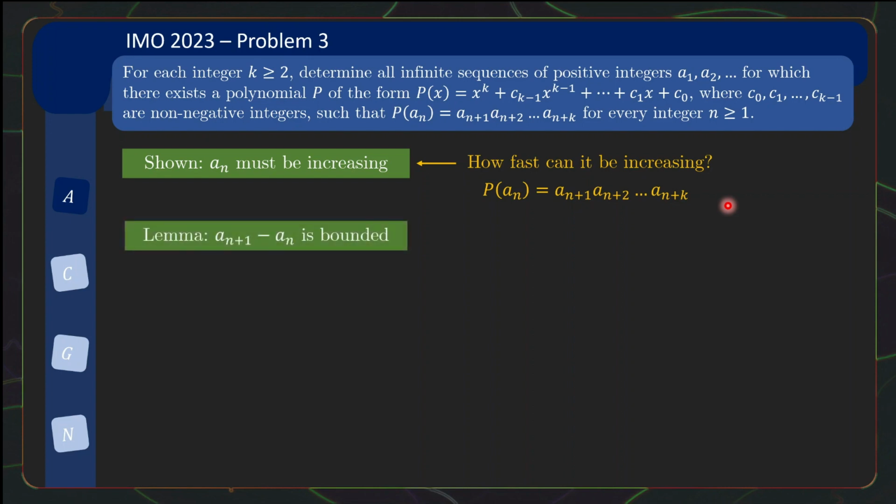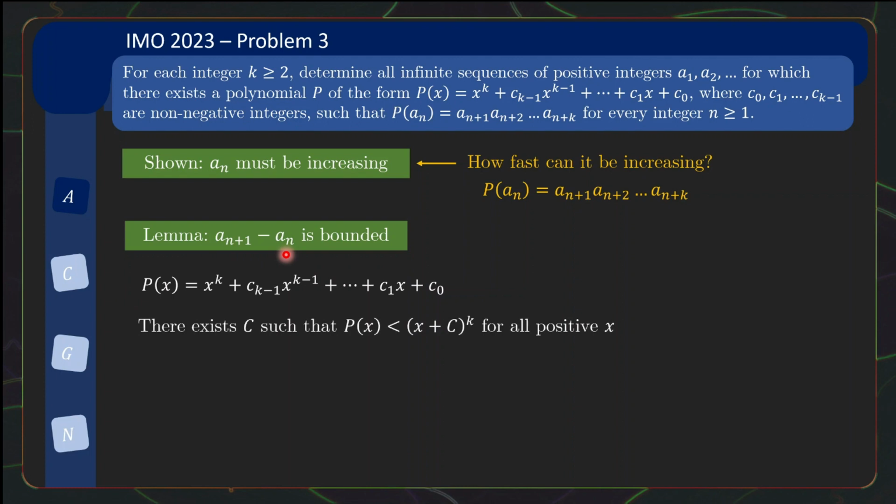And indeed, this motivates why we want to prove the next lemma, that maybe the successive difference is bounded. Once again, to prove this lemma, we'll want to investigate the behavior of the polynomial. It seems that the growth of the polynomial will control how fast the terms can grow. And one way we can control a polynomial is as follows. It turns out that there exists an integer c such that p(x) is less than (x + c) to the power of k for all positive x.